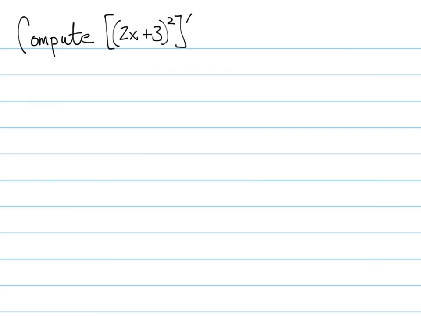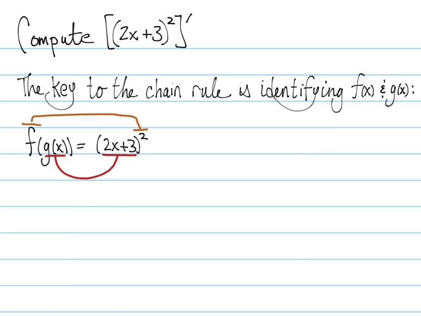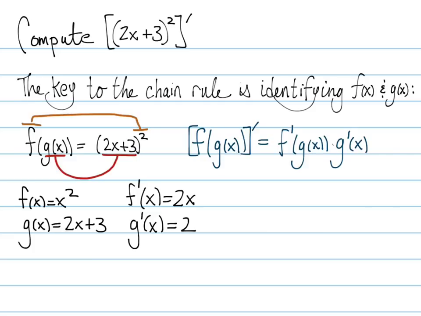Now, let's do 3 examples where we actually compute some derivatives using the chain rule. In order to do the derivative using the chain rule, the first thing you have to do is figure out what is f of x and what is g of x. So write f of g of x equals the function you're trying to take the derivative of. The first thing that happens to x is always g of x. The last thing that happens is always f of x. So here the first thing that happens is 2x plus 3, and that's my g of x, and the last thing that happens is squaring, and so f of x is x squared.